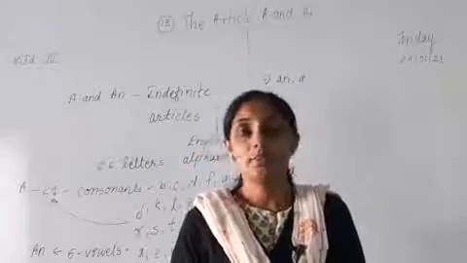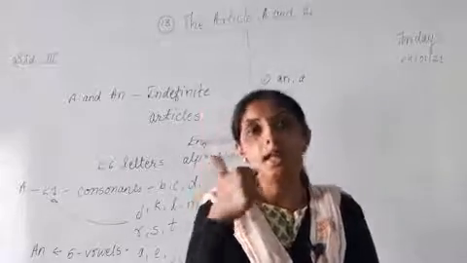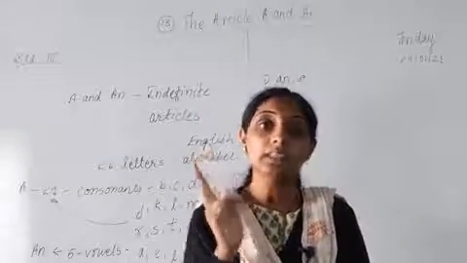Understood? In this way we have completed this lesson. Total 3 articles are there. A and an is over. Tomorrow we will study the article.